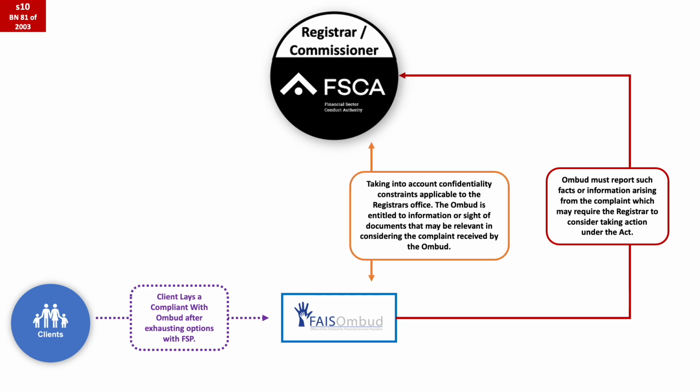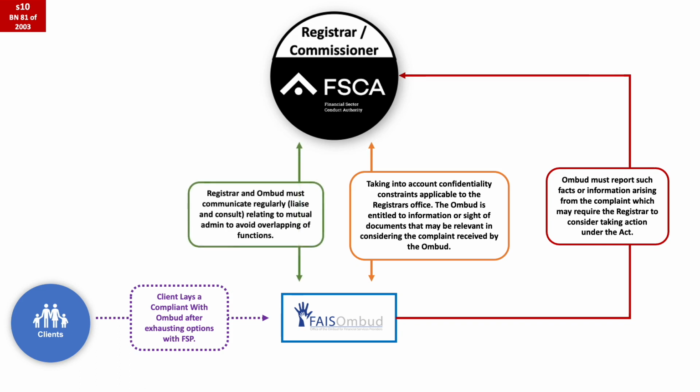This is where the authority may take action to disbar a representative. Taking into account confidentiality constraints applicable to the Registrar's Office, the FAIS Ombud is entitled to information or sight of documents that might be relevant in considering the complaint received by the Ombud. The Registrar and the FAIS Ombud must communicate regularly relating to mutual administration to avoid overlapping of functions.